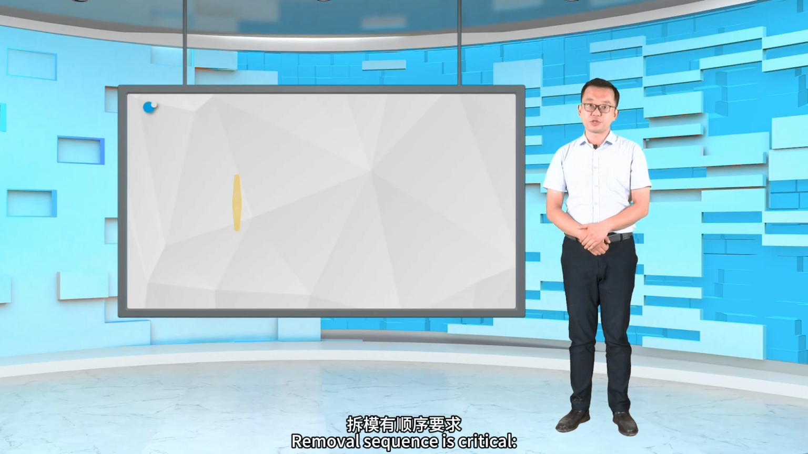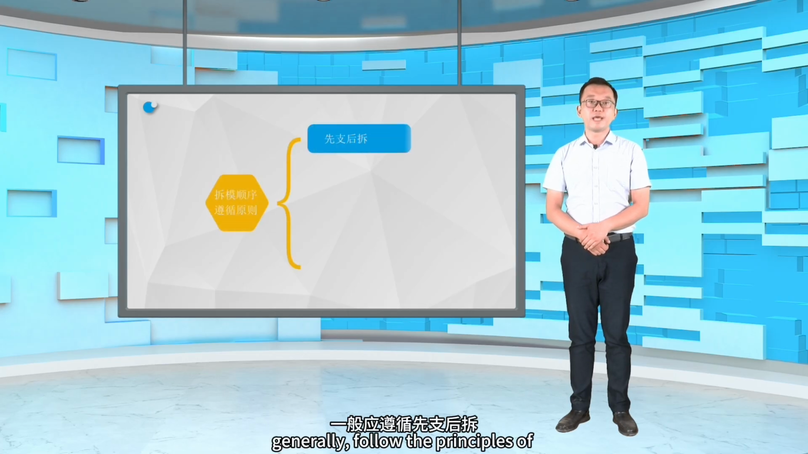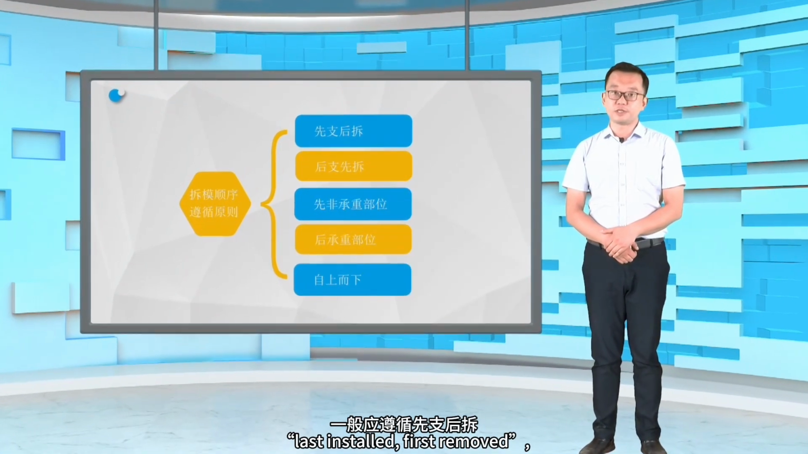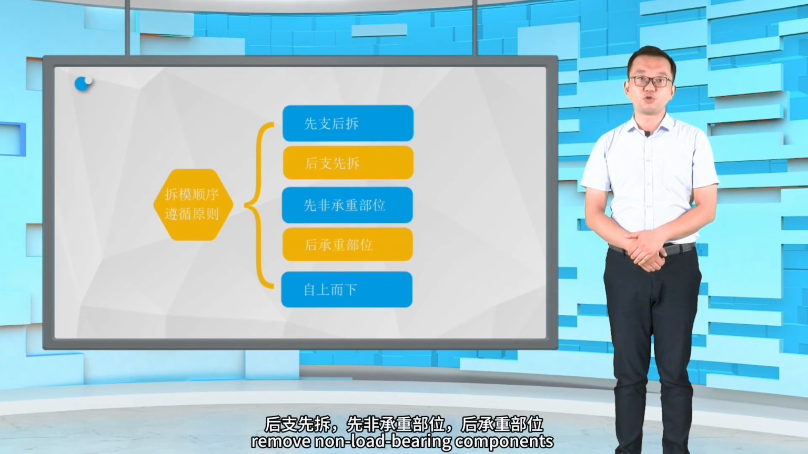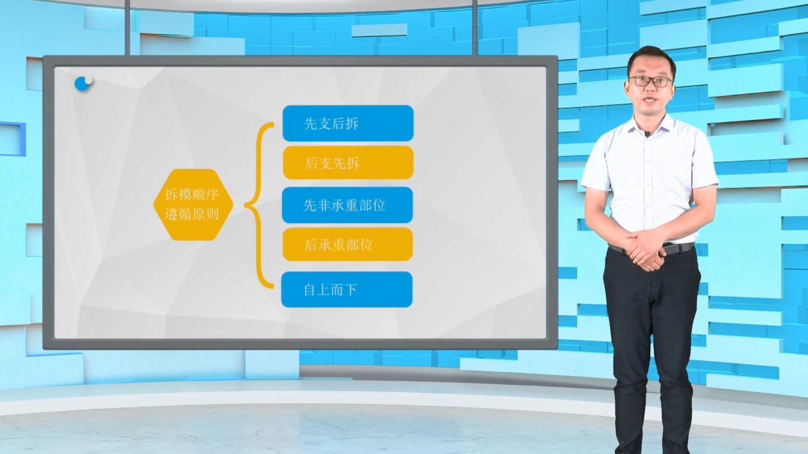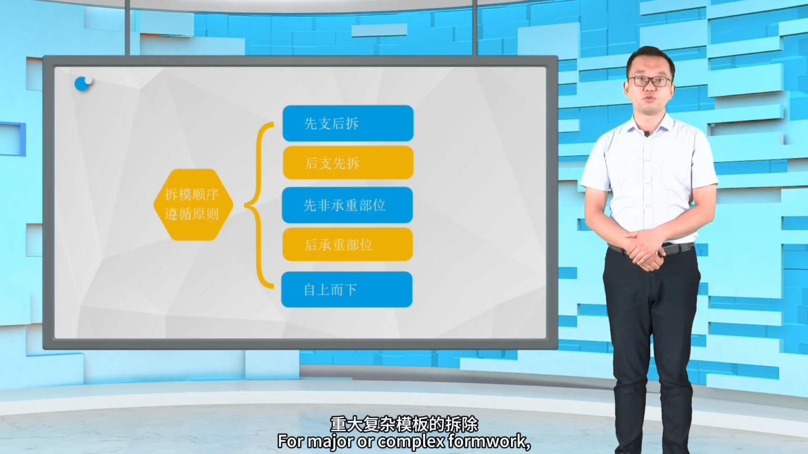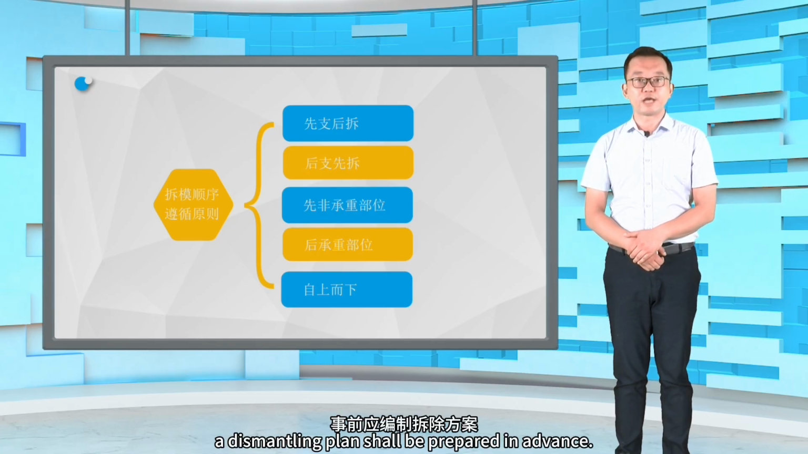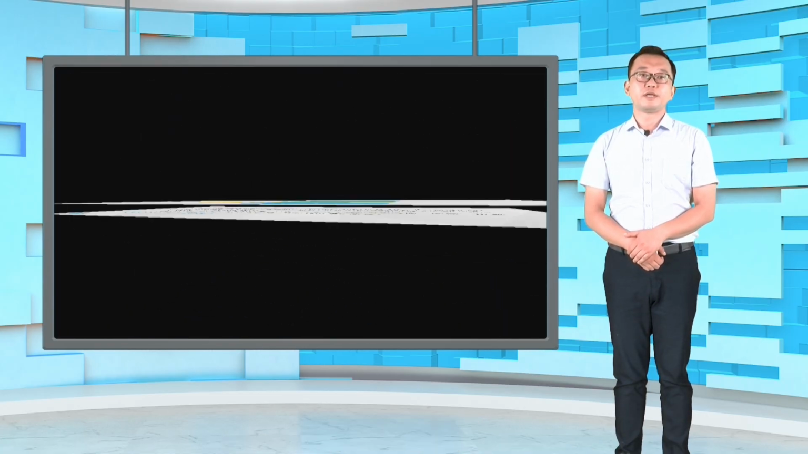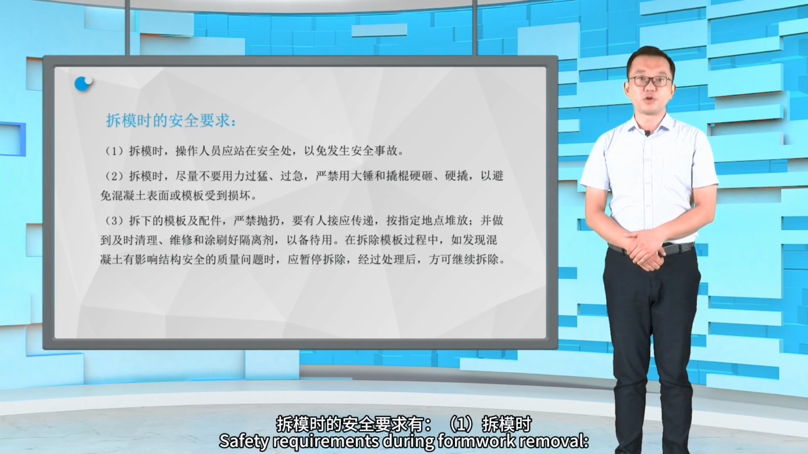Removal sequence is critical. Generally, follow the principles of last installed, first removed. Remove non-load-bearing components before load-bearing ones, and proceed from top to bottom. For major or complex formwork, a dismantling plan shall be prepared in advance. Safety requirements during formwork removal.